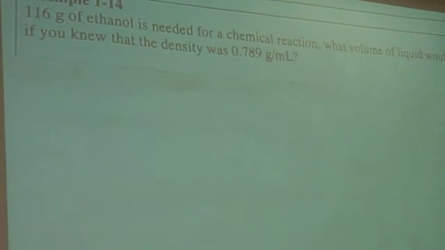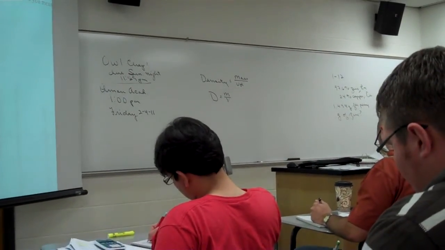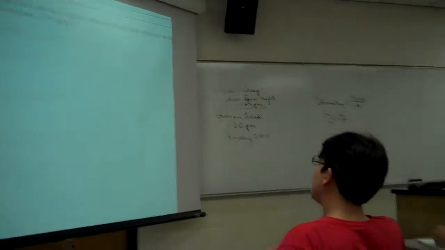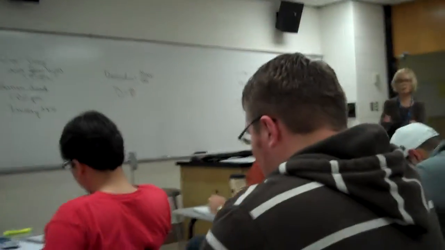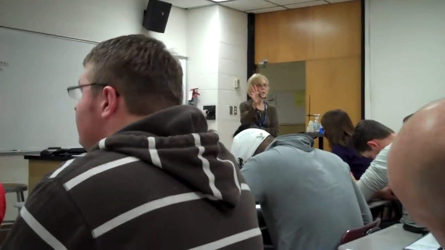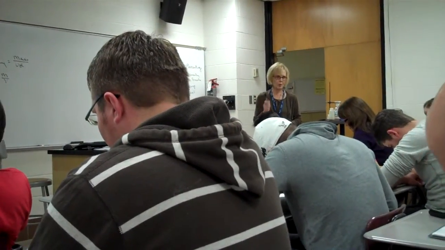Okay, let's read that together. I've got 116 grams of ethanol needed for a chemical reaction. What volume of liquid would we measure if we knew that the density was 0.789 grams per mL? Well, we just got the density. Densities are also on labels when you first buy the stuff. Why would we want to do a problem like this?